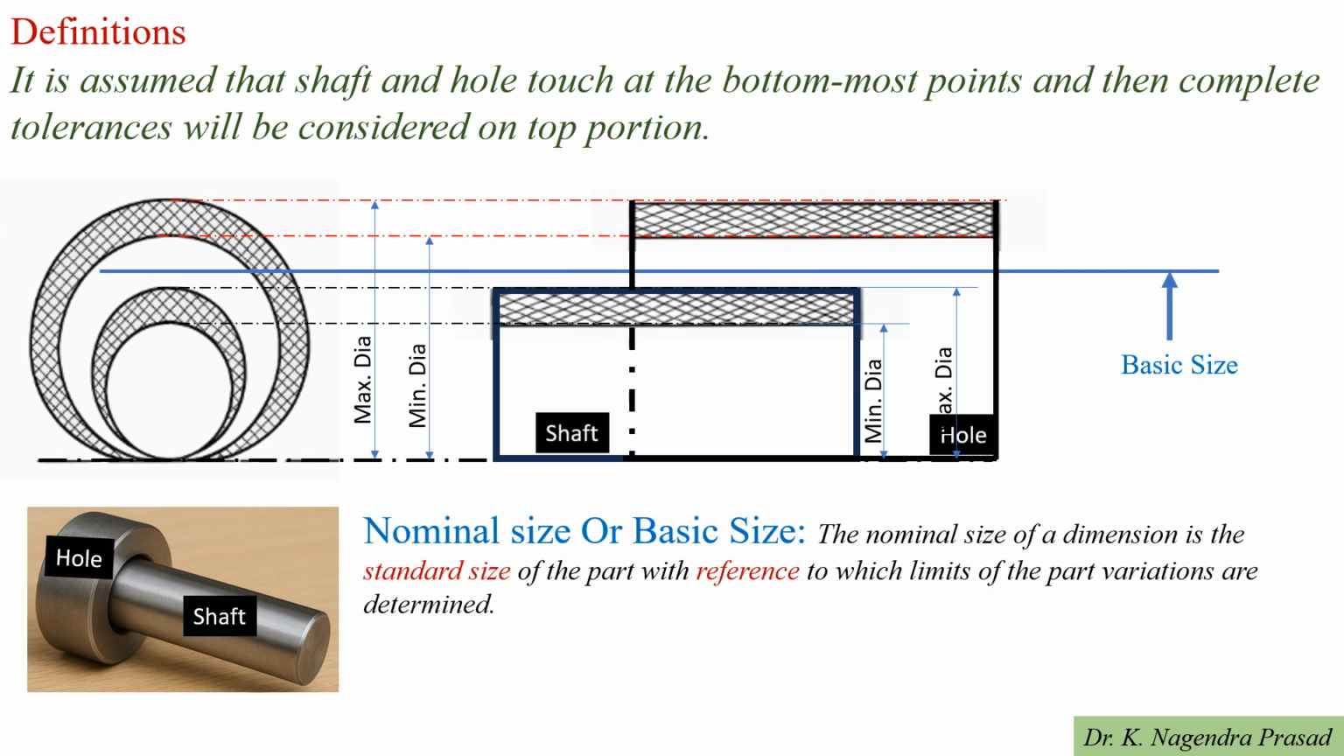So let's see the first definition: nominal size or basic size. The nominal size of a dimension is the standard size of the part with reference to which limits of the part or variations are determined. So in the picture it is the basic size.